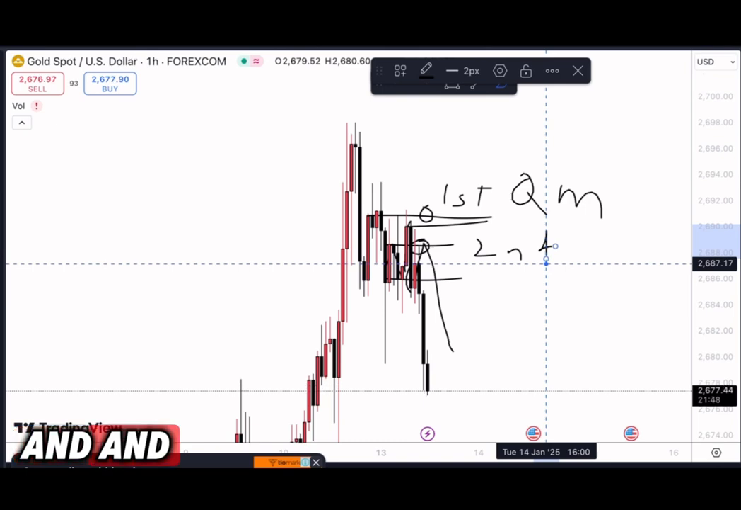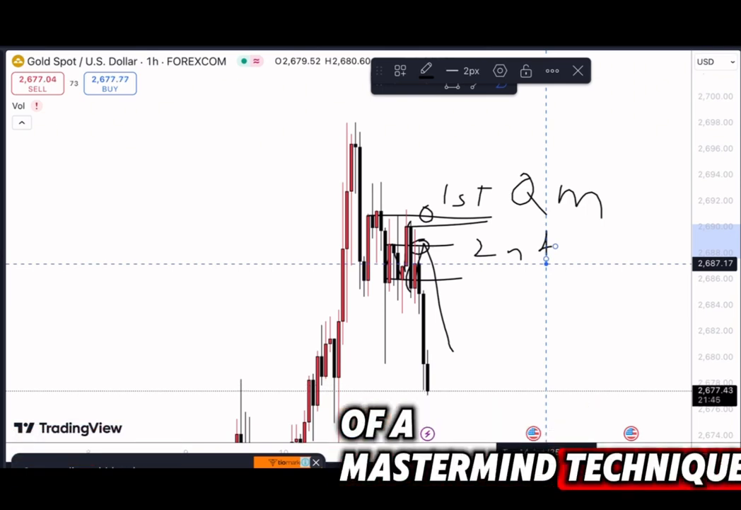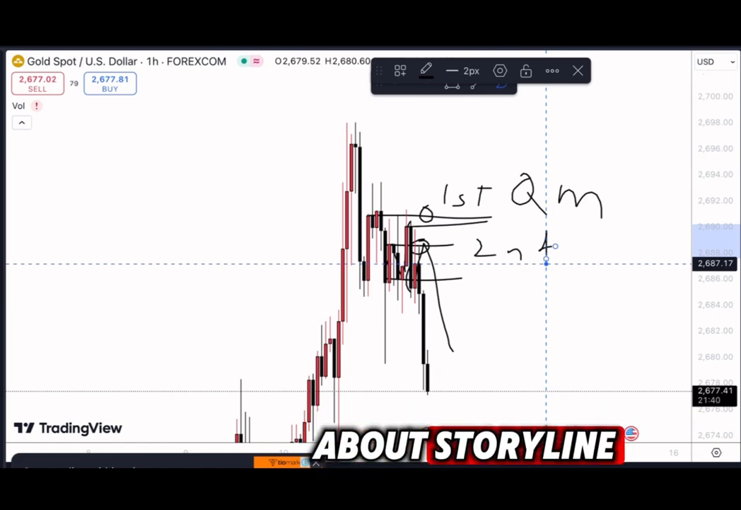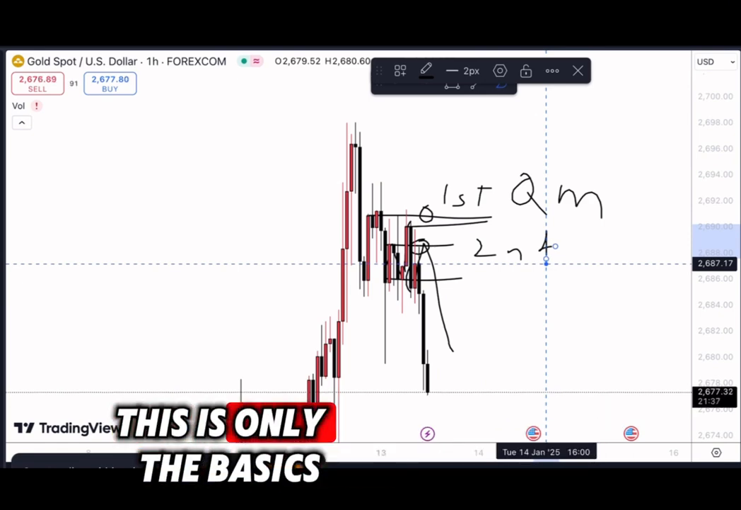And this is only the second lesson of my Mastermind technique, and it's just the basics, guys. It's so easy. There's so much more you haven't learned about storyline, about the other types of SNR. This is only the basics.